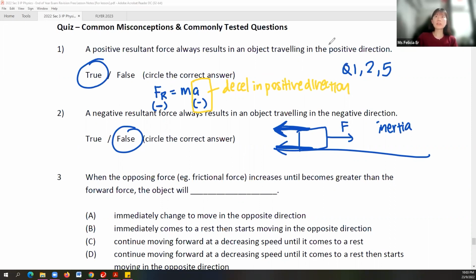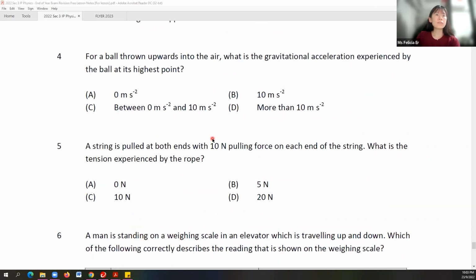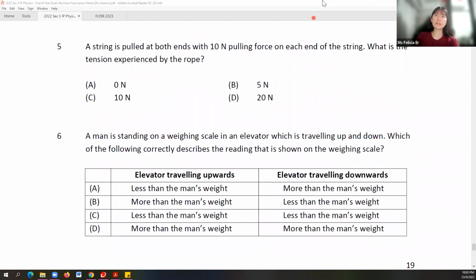Actually, statement number 2, I got it from one of my ORI students who was sharing with me. So this is from ORI, question 2. Then for question number 5, this question is from OGS.